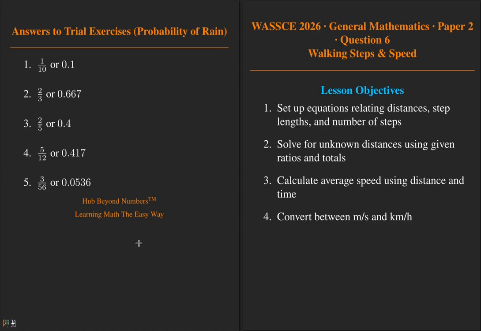By the end of this lesson, we should be able to set up an equation relating distance, step length, and number of steps. You should be able to solve for unknown distance using given ratios and totals, calculate the average speed using distance and time, and finally convert between meters per second and kilometers per hour. Without much ado, let's quickly look into it.